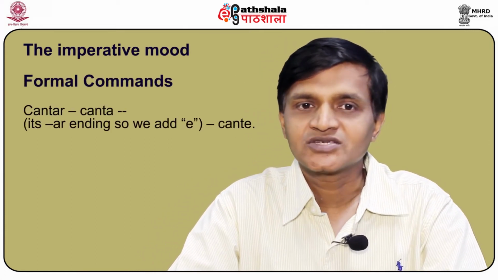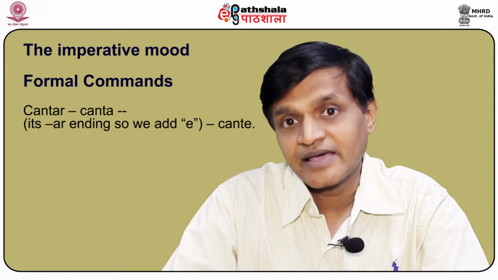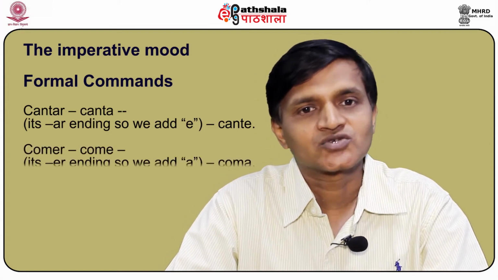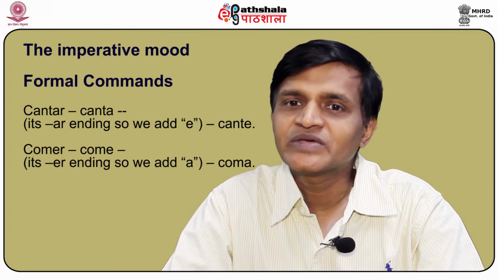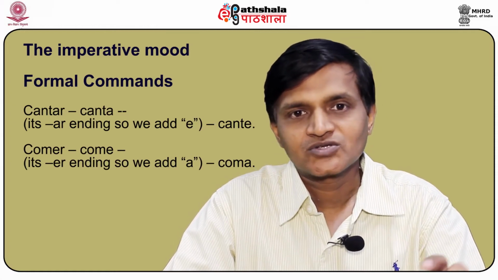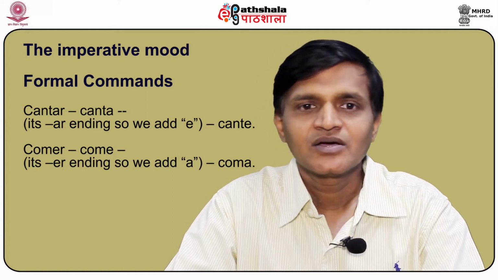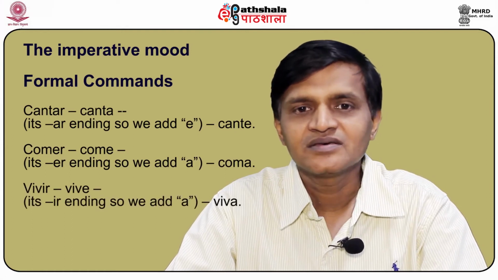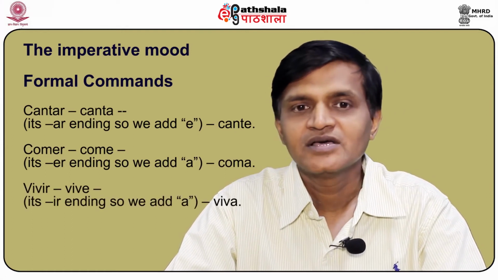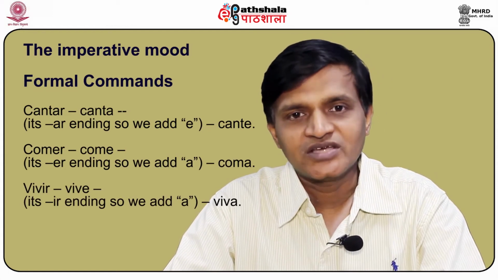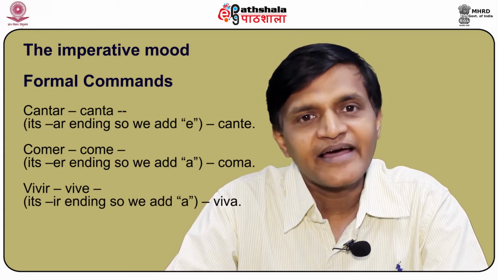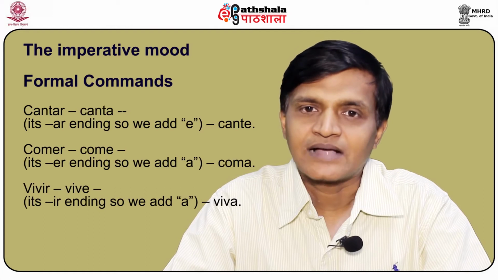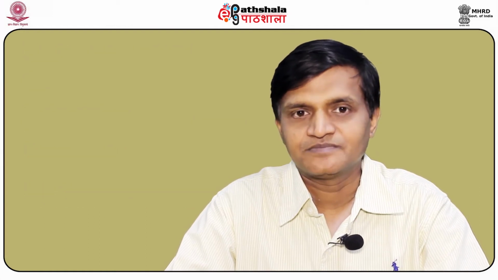So cantar is conjugated as canta, it's an AR ending, so we add E, cante. Comer is come, it's an ER ending, so we add A, coma. So all we have to do is, for canta, we put an E, for comer, we put an A, and in a case like an IR ending verb, vivir, vive, IR ending, so we add A, viva. So ER and IR change to A, and the AR ending verbs like cantar, hablar are all changed to E, cante, hable, etc.